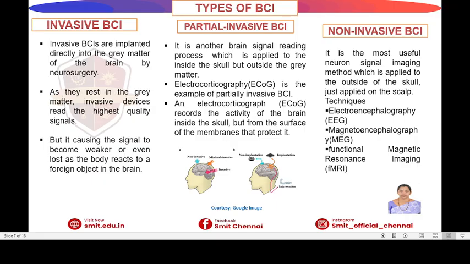Non-invasive is performed outside of the body, that is, it is applied to the outer surface of the skull. Examples are EEG and also MEG and fMRI.